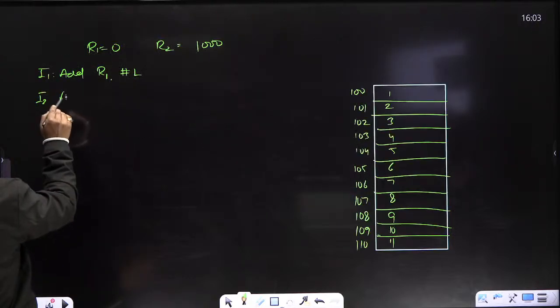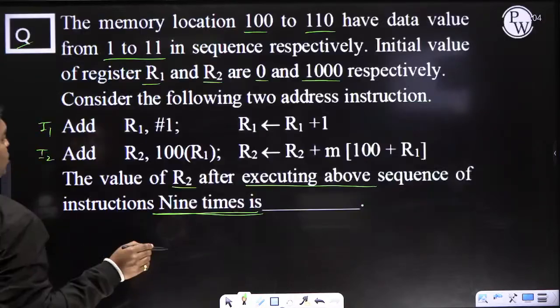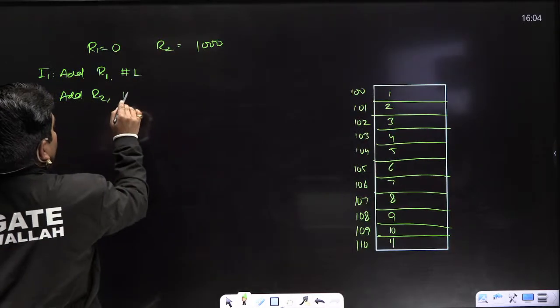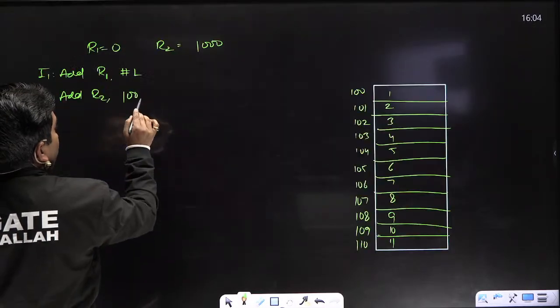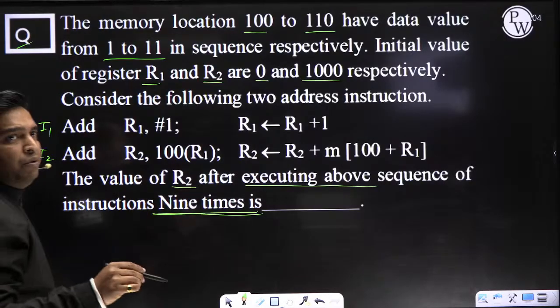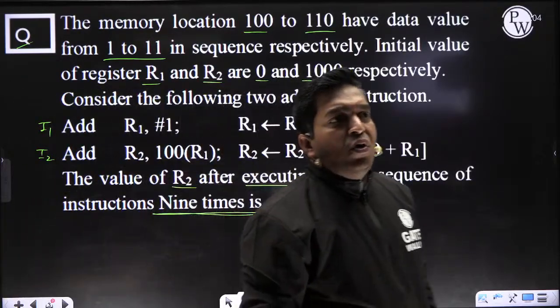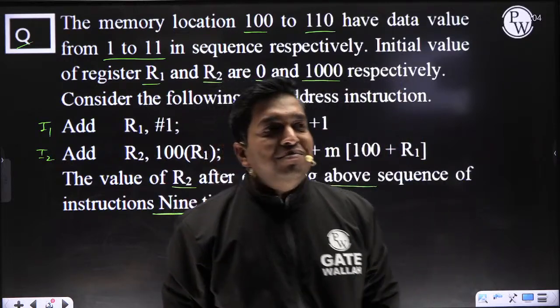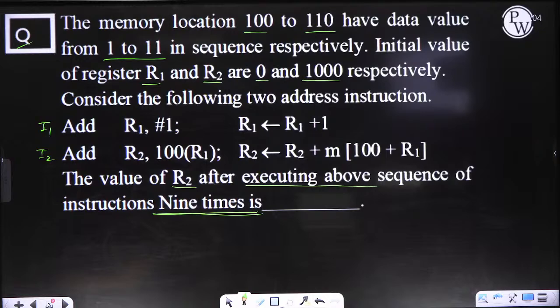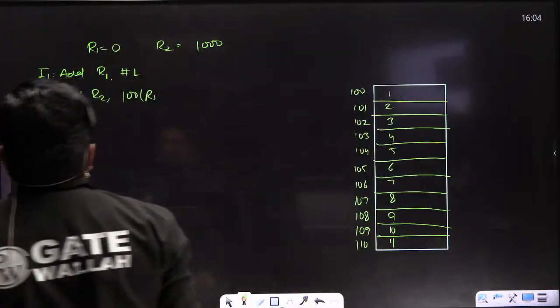I2 is Add R2, M[100 + R1]. Now you tell me what is the right answer. No, wrong, beta. Tanuj, wrong. Gokhlesh, wrong, your answer is wrong. Yes, a similar type you will get, but that answer is wrong, my dear. What is the concept for this?